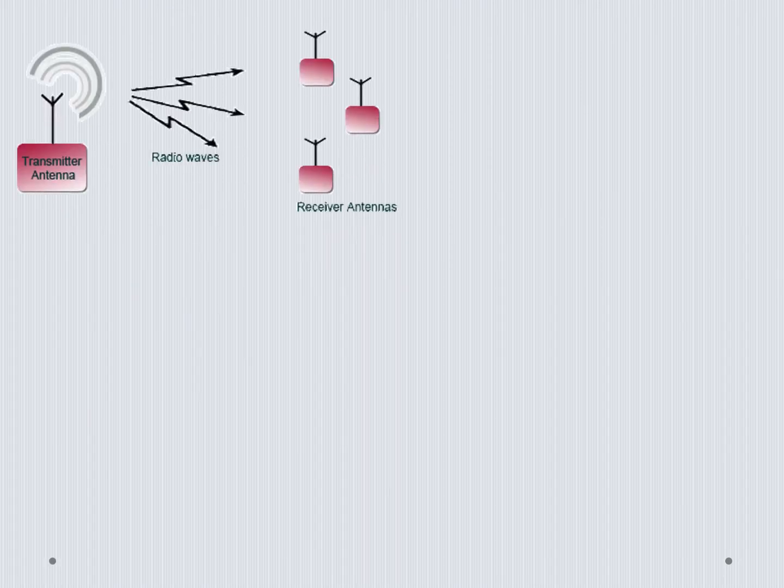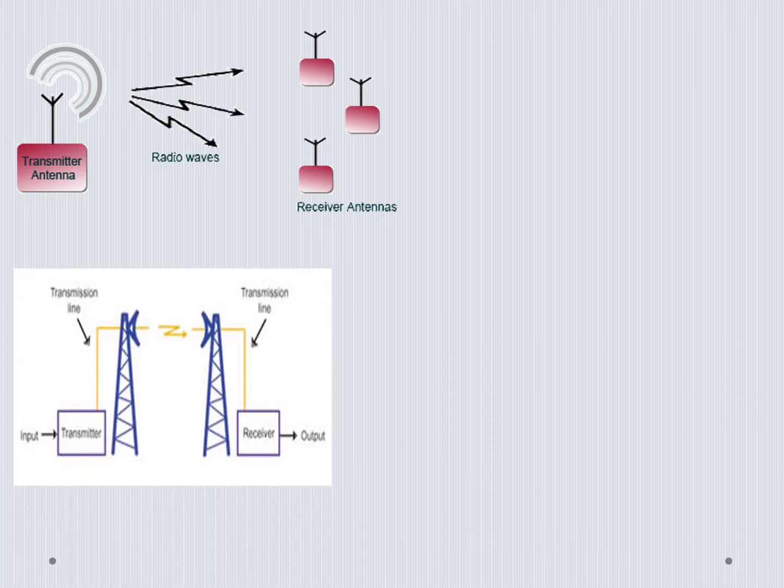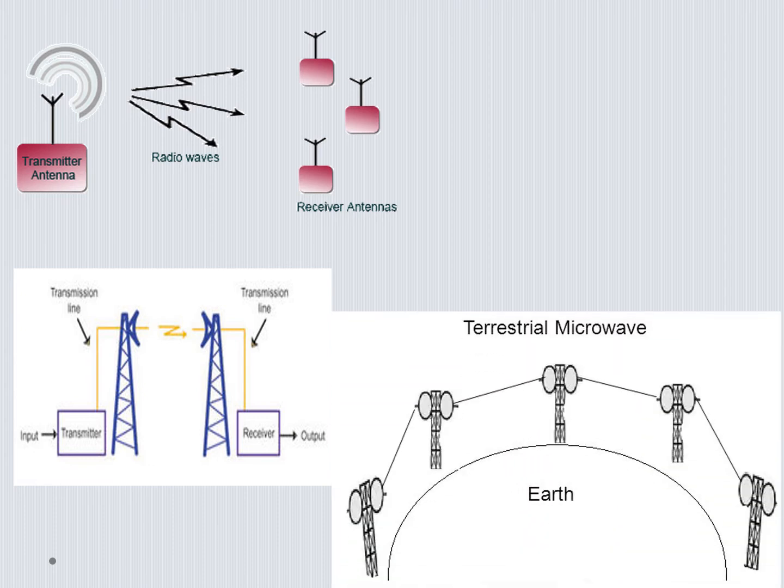Radio waves. You can see there is a single transmitting antenna. The receiving antennas are aligned in different directions because our radio waves are omnidirectional. Next, this is used in your microwaves, laser and IR waves. You can see here one is the transmitting tower and the other is the receiving tower. Both are in a direct line of sight so that the signals can travel smoothly. This is how the terrestrial link is achieved.